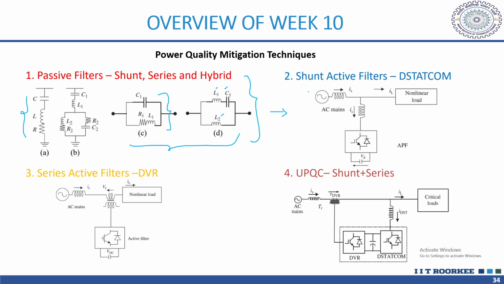These are shunt active filters, this is the series active filter, and this is the UPQC, the Unified Power Quality Conditioner. Here you are using a combination of shunt and series types. The shunt filter will mitigate the harmonics in the current. The series will mitigate the harmonics in the voltage. And for the UPQC, we will get both.